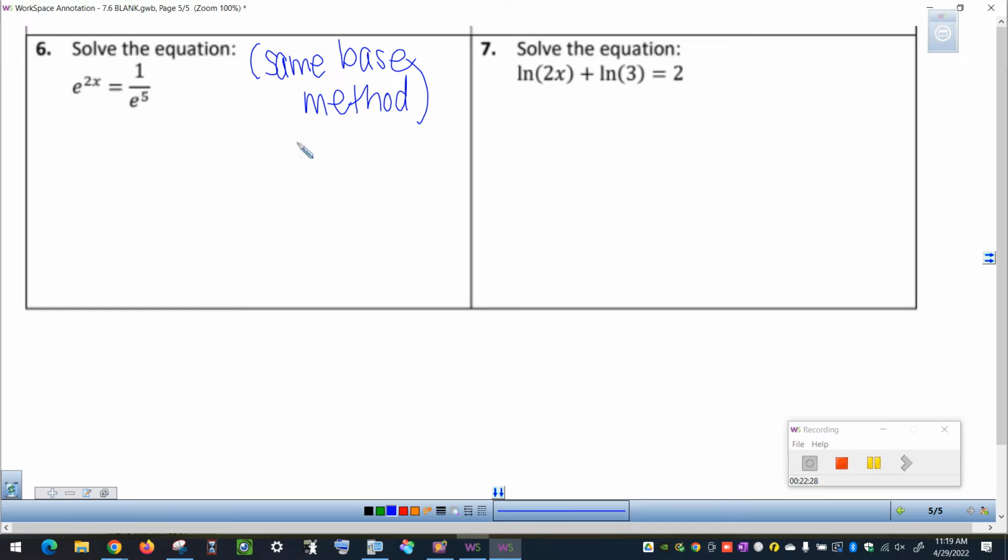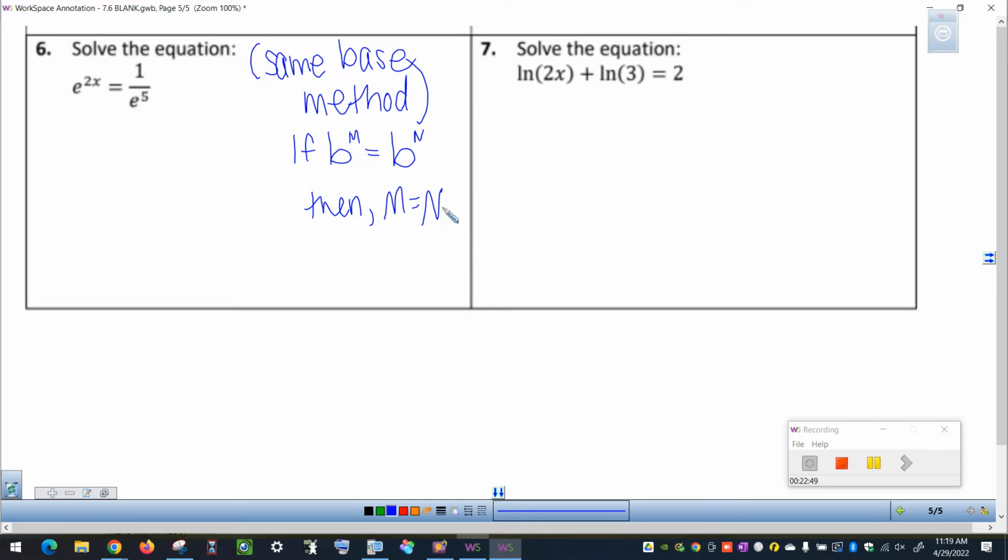And so remember from Tuesday, the main idea with the same base method is if you have the same base holding up exponents, then whatever's in the position of the exponents must be equal to each other. So I like to write this out like if b to the m is equal to b to the n, and that base of b is the same on both sides, then simply m must be equal to n.